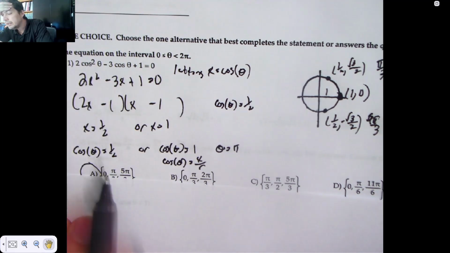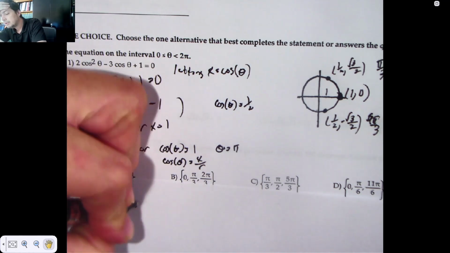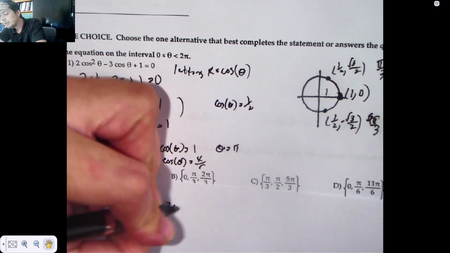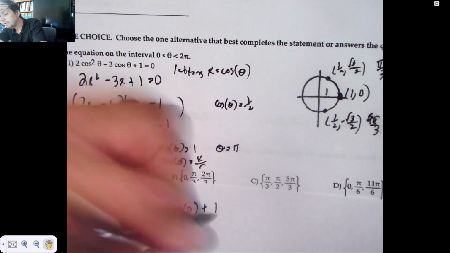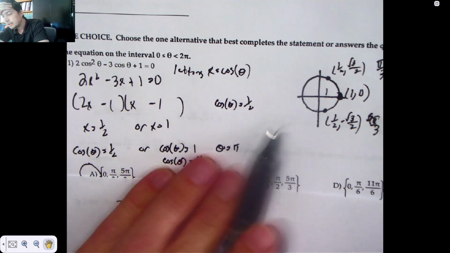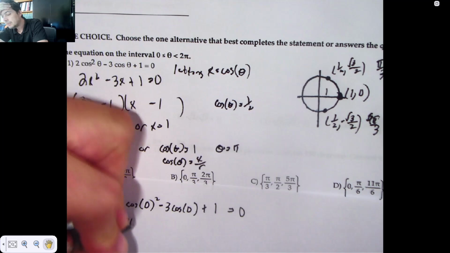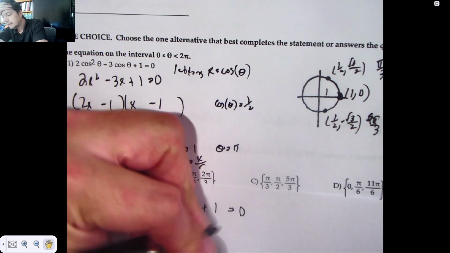But I can plug in answer choices. And yeah, I got to do it by head. 2 times the cosine of 0 squared minus 3 times the cosine of 0 plus 1 should equal 0. Well, the cosine of 0 degrees is 1. This is 0 degrees, 0 pi, whatever. This is 2 times 1 squared minus 3 times 1 plus 1. And by God, that is 0.